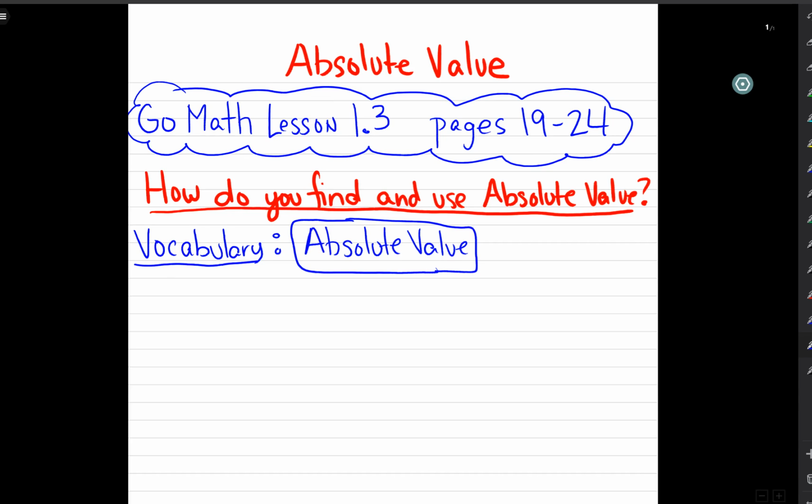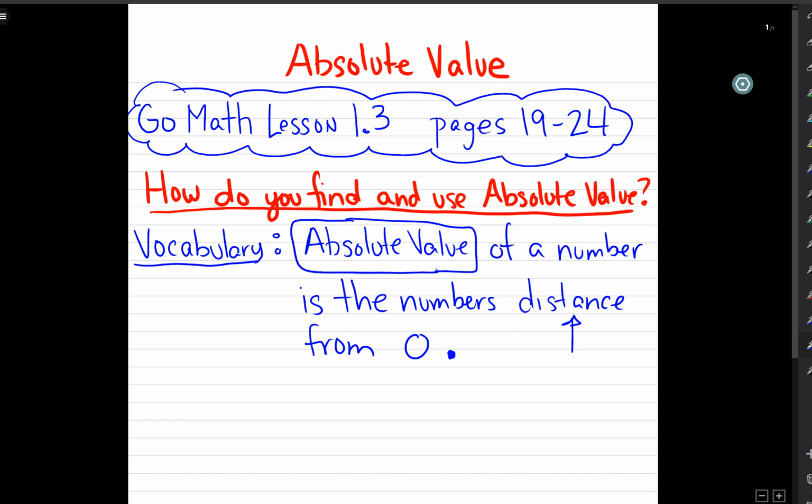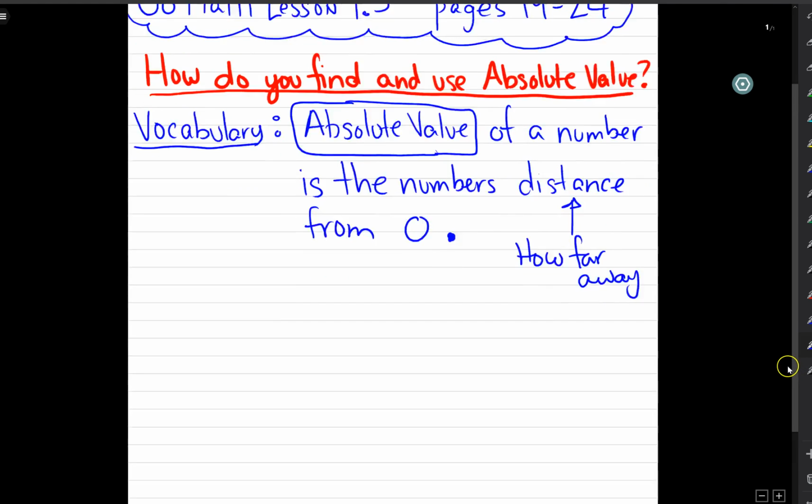So the absolute value of a number is the number's distance from zero. And distance meaning how far away. How far away from zero is that? When we're looking at a number line, the easiest thing to be able to do is to look at a number line.